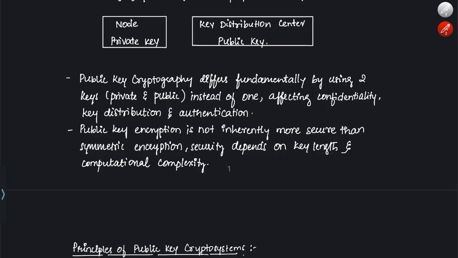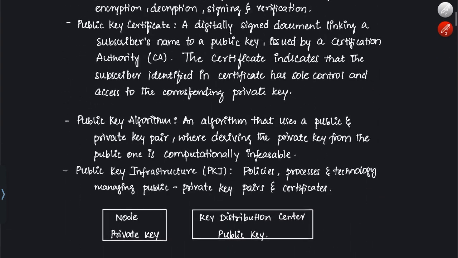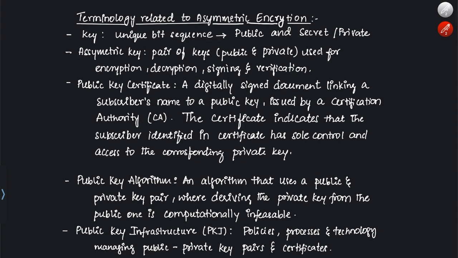So this was about it. These are all the terminologies related to public key cryptography. We have spoken about what an asymmetric key is, what a public key certificate is, what a public key algorithm is, and what public key infrastructure is.